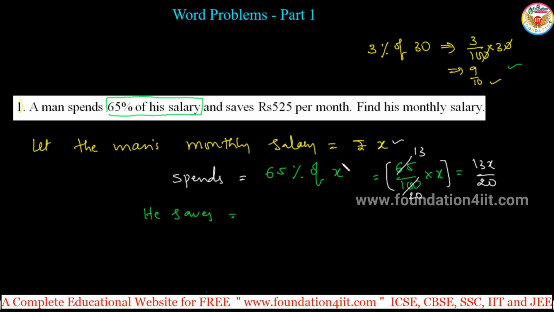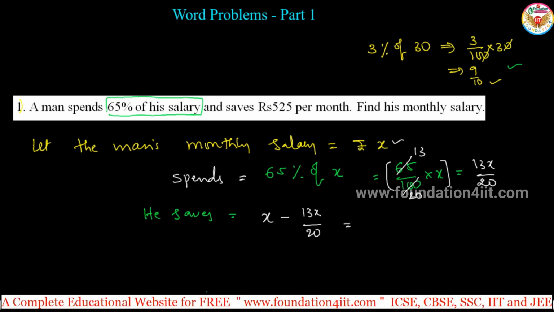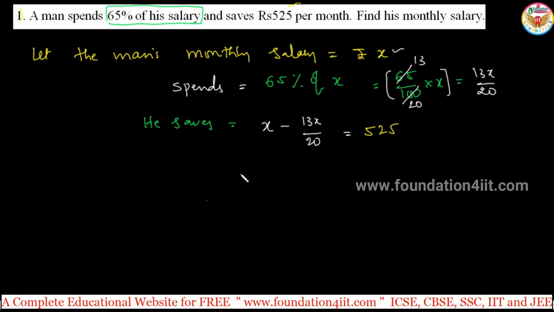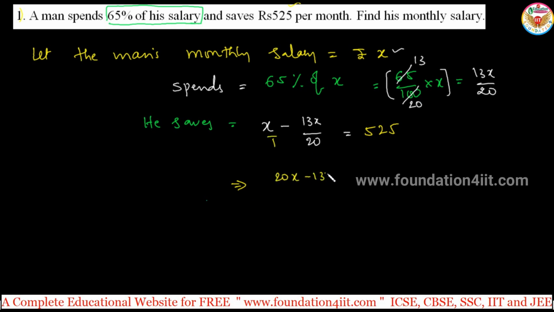Total salary is x. Then what he saves is, from total salary subtract what is spent, that is 13x by 20. This is exactly equal to what he saves, that is 525. Now you can simplify this and get the answer. So it is x minus 13x by 20. Do the LCM. 20x minus 13x by 20, right, is equal to 525.